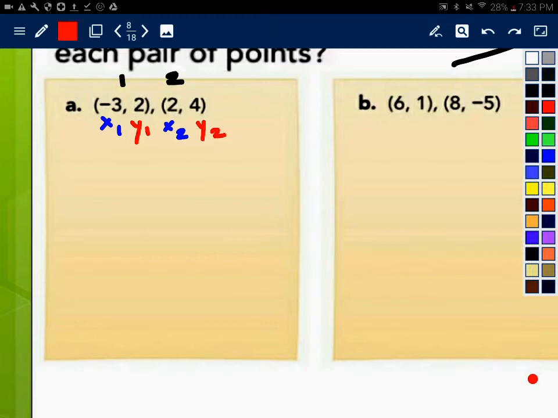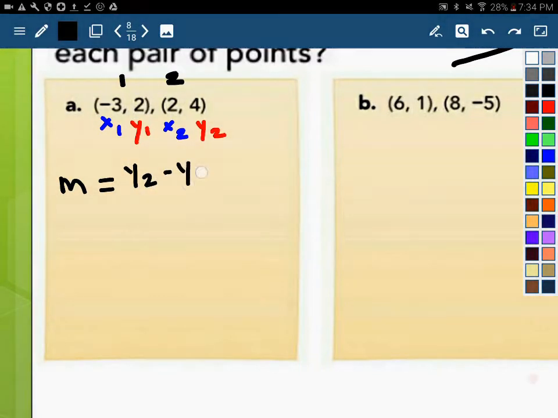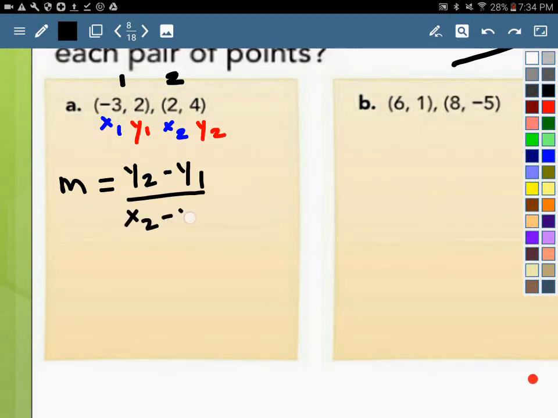And now I'm ready to plug into my formula. I'm going to write slope. And in fact, instead of writing the word slope, you can always write just the letter m. The letter m represents slope. Yesterday we talked about how m represented the word multiplier. Well, slope is going to be the same thing as the multiplier. So I'm just going to write m instead of the word slope. m is equal to y2 minus y1 over x2 minus x1. And I'm going to plug in the values from the actual points into this formula.